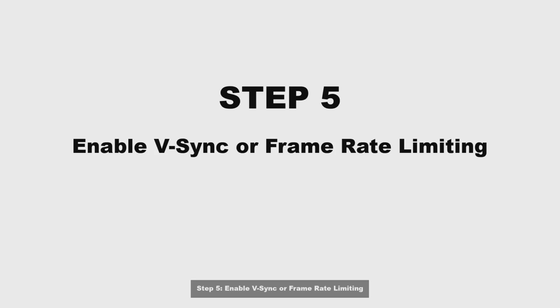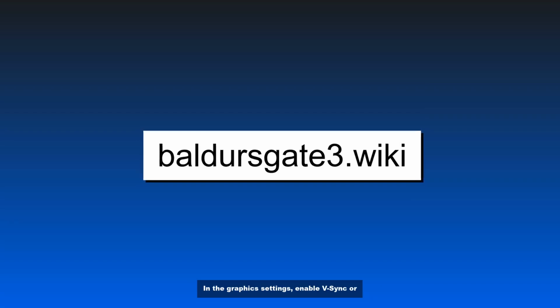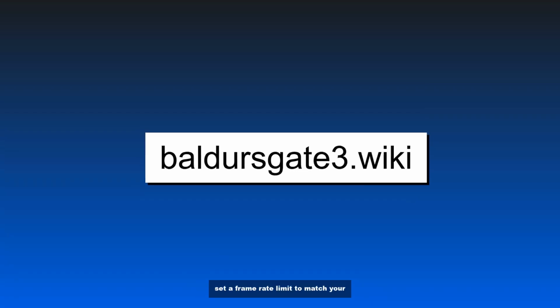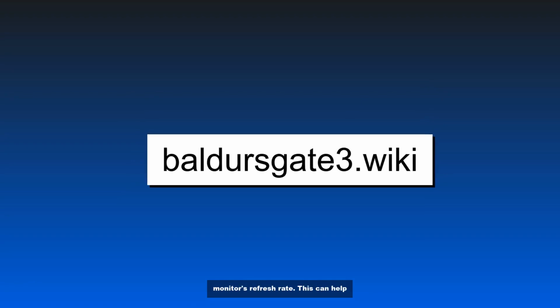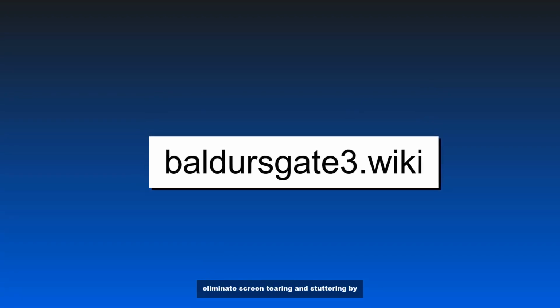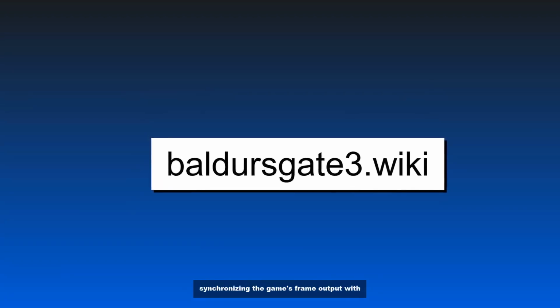Step 5. Enable VSync or frame rate limiting. In the graphics settings, enable VSync or set a frame rate limit to match your monitor's refresh rate. This can help eliminate screen tearing and stuttering by synchronizing the game's frame output with your display.